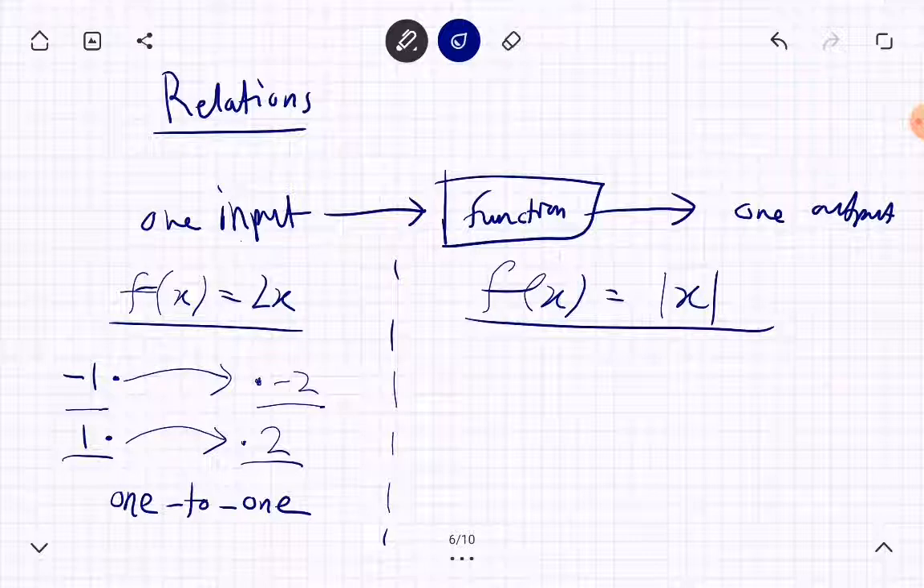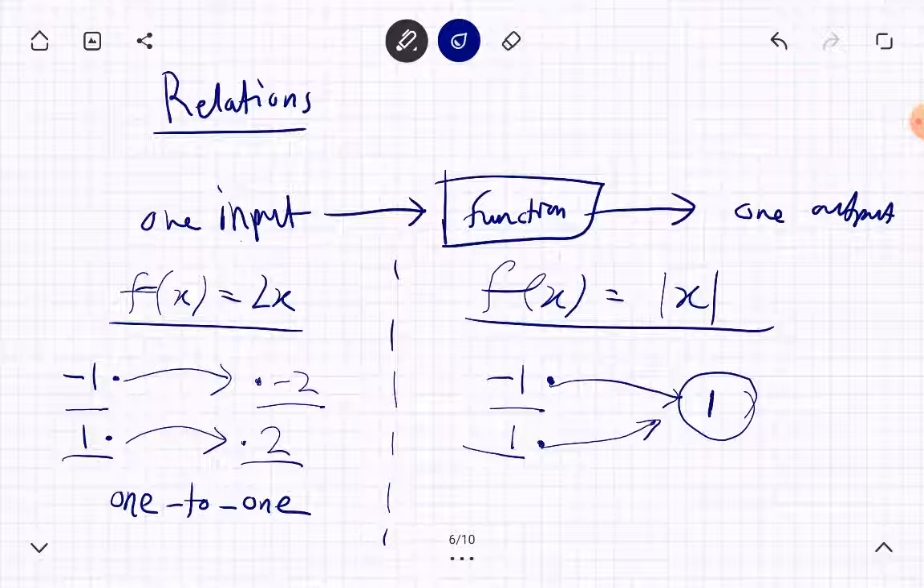Here it's not the same. So take the same numbers, -1 and 1, as your input. What is the output for this? This should be +1, right? But if you put +1 as the input, you also get +1 as the output. So you have different inputs but the same output. So this is a many to one relation. You have many inputs going to one output.